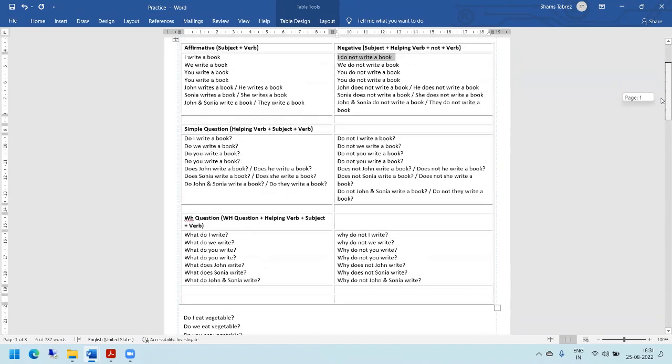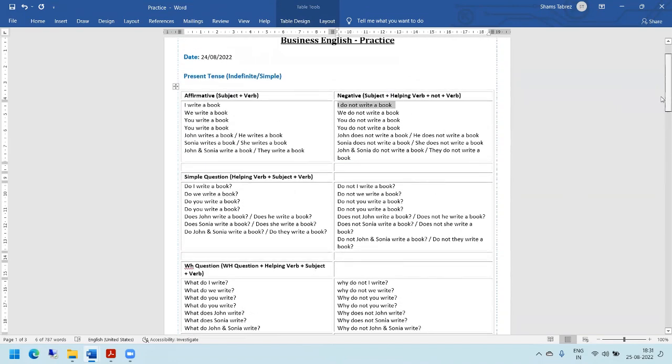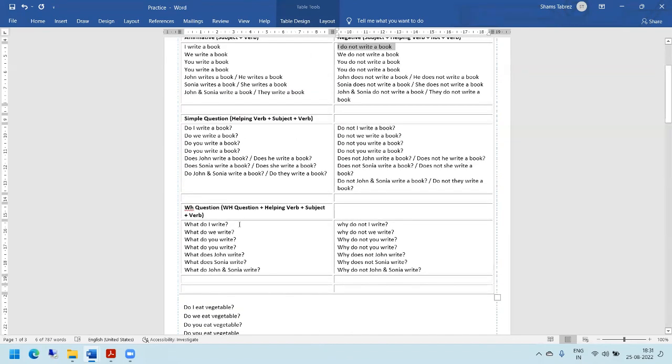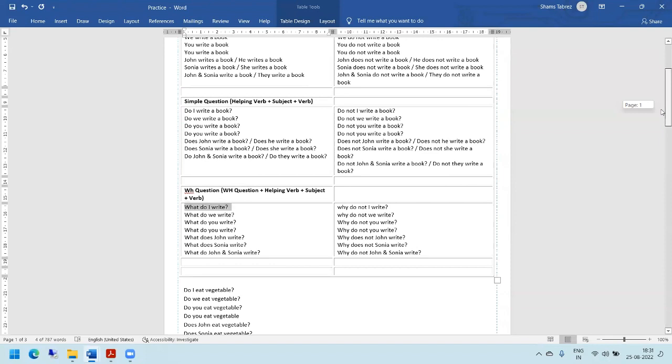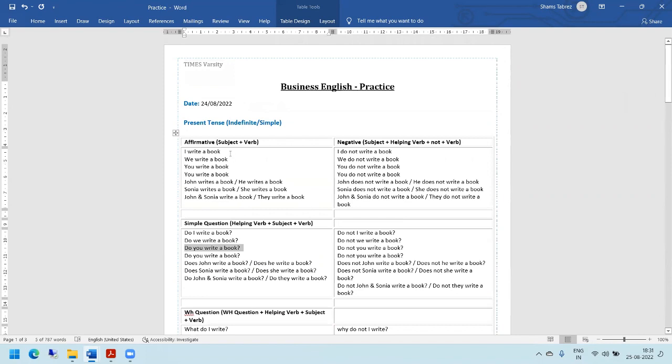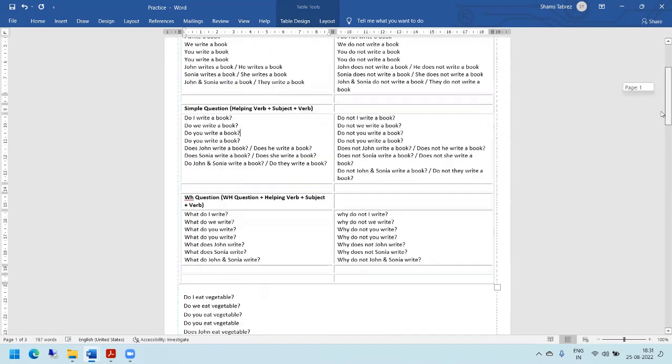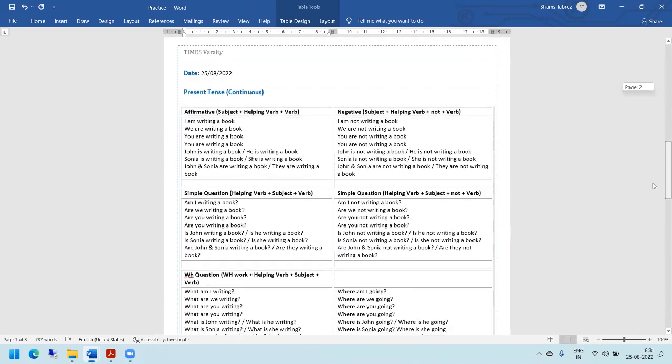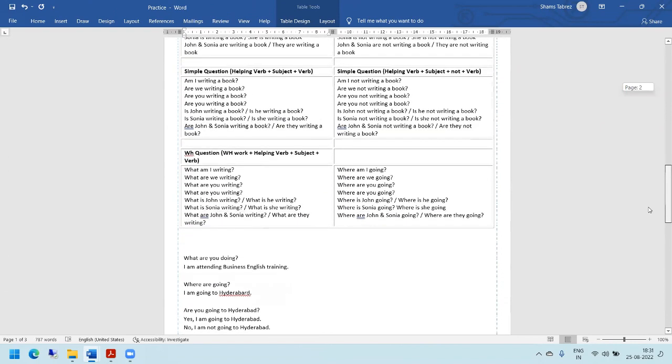So if somebody is asking a question in the present indefinite, then you should not answer in another tense. For example, let's say somebody asks you, do you write a book? You should not say, yes, I am writing a book, or no, I am not writing a book. You should say in the present indefinite itself, I write a book, or I do not write a book, based on the question. Any question here, or do you want to add some point?